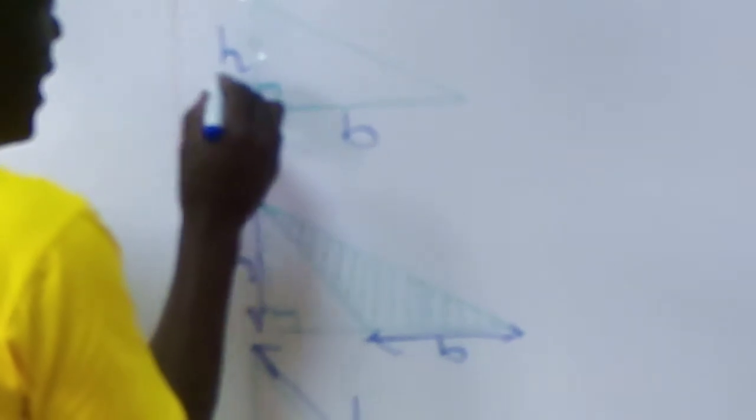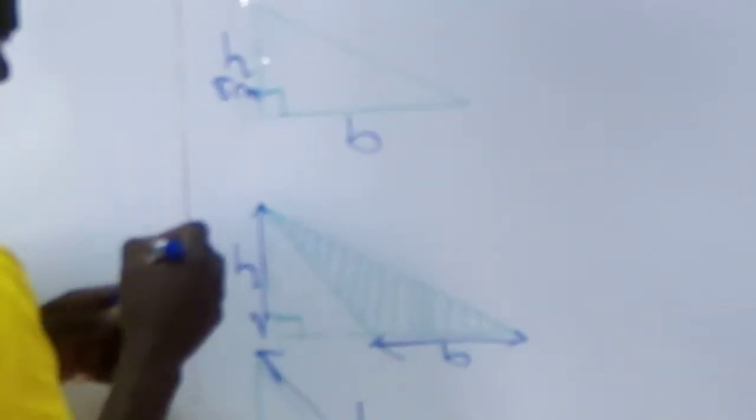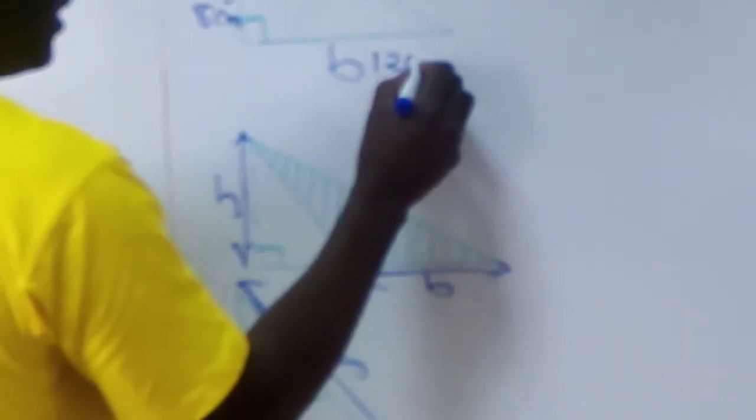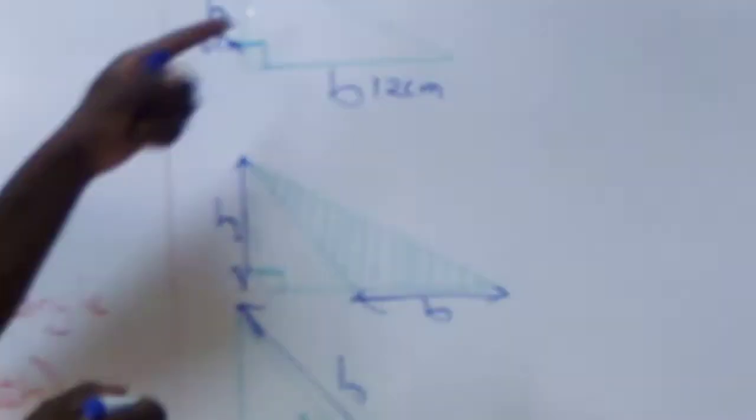Because sometimes you're given a diagram like this, and you're given, for example, this is 8 centimeters, and this one is 12 centimeters, and this one is, for example, 24 centimeters, and you are asked to find its area.